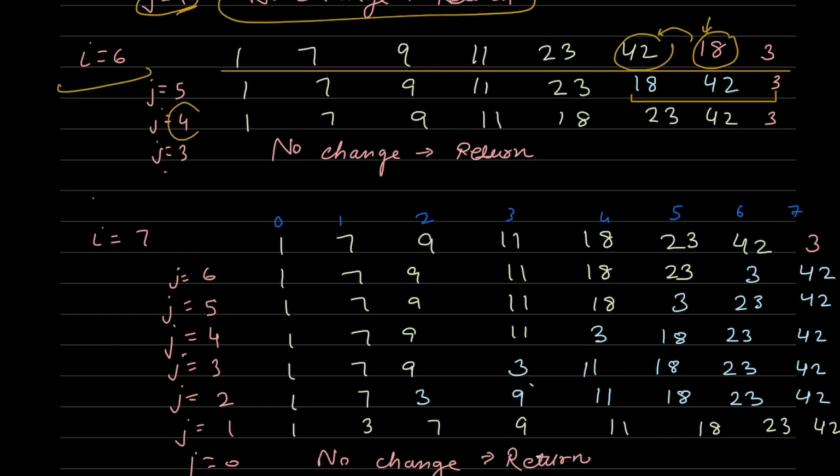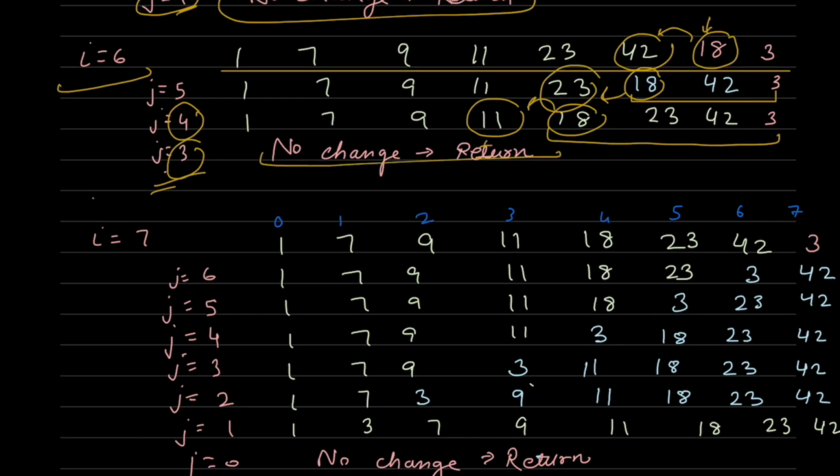For j equals 4, we compare 18 with 23. Again 18 being smaller, we swap. Now for j equals 3, we compare 18 with its previous element, which is 11. Now it is not smaller, so we do not change, and we move to the next iteration.